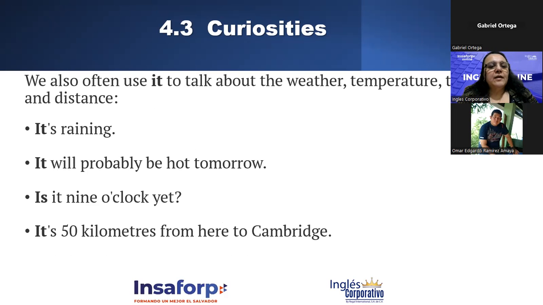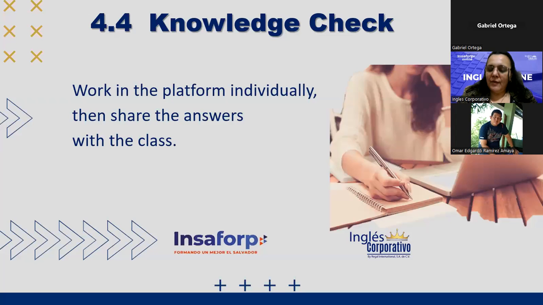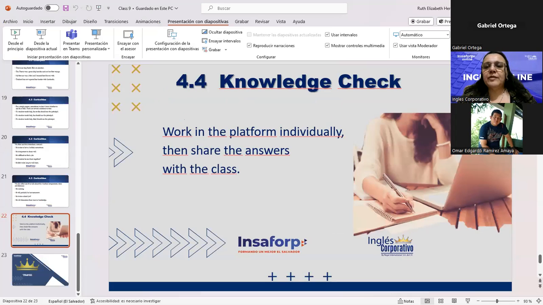Okay, now. We also often use it to talk about the weather, temperature, time, and distance. It's raining. It will probably be hot tomorrow. It is 9 o'clock. It's 60 kilometers from here to Cambridge. Okay. Now let's see the check knowledge.